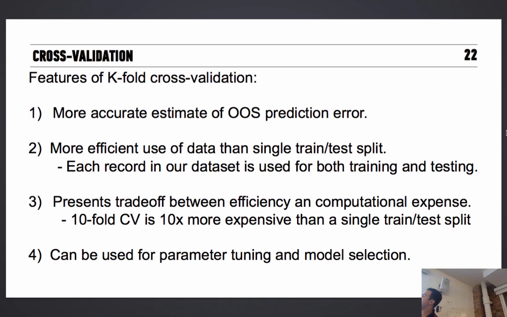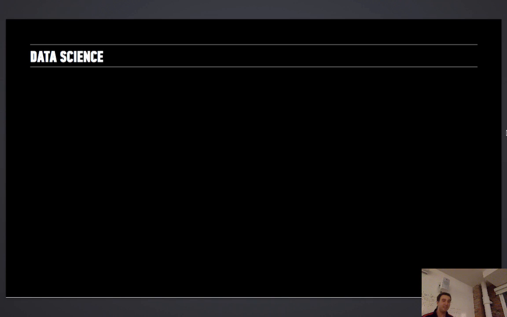And it can be used for parameter tuning as well. So if I'm not sure, is 7 neighbors better or 9 neighbors better? I'll do a k-fold for 7, a k-fold for 9, and see which one's better. So you can use cross-validation to compare parameters. What does that look like? Let's see.